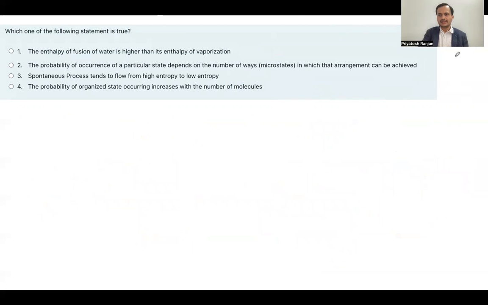So what I'm saying, read the last option very carefully. What I'm saying, the probability of organized state occurring increases with the number of molecules. So let's again consider the flipping of coin scenario. We have two coins and I'm just considering the case of the organized structure. So what is the probability of getting head on both the two coins? And I'll keep on increasing the number of coins.